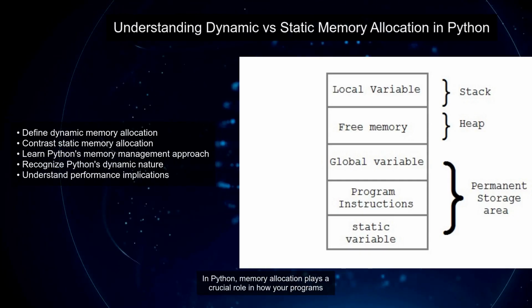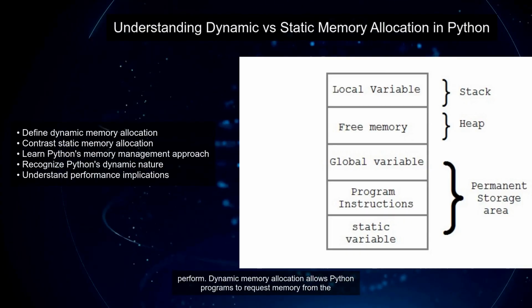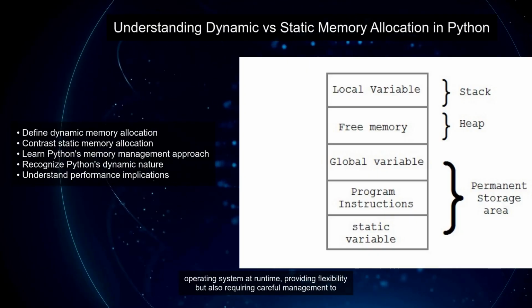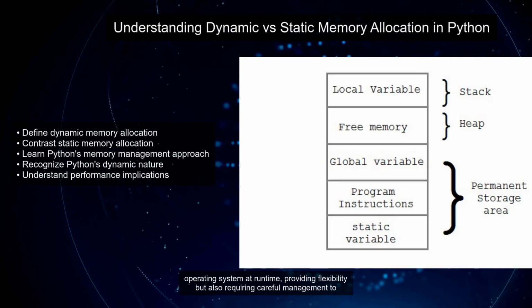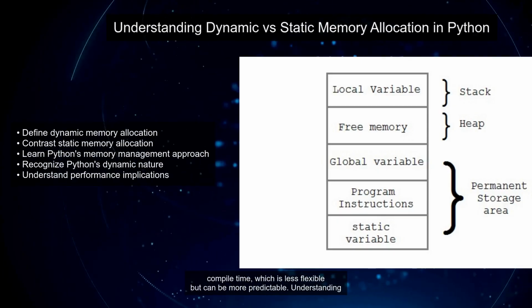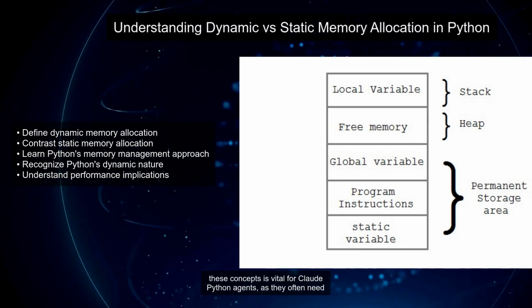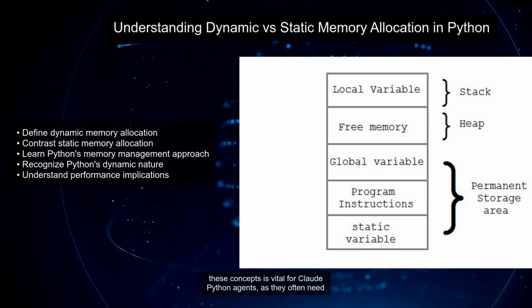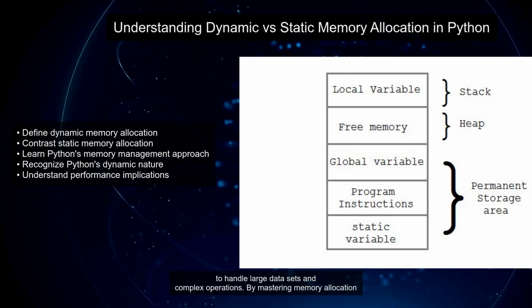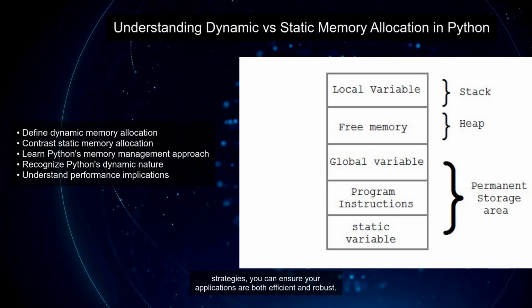In Python, memory allocation plays a crucial role in how your programs perform. Dynamic memory allocation allows Python programs to request memory from the operating system at runtime, providing flexibility but also requiring careful management to avoid inefficiencies. Static memory allocation, on the other hand, reserves memory at compile time, which is less flexible but can be more predictable. Understanding these concepts is vital for Claude Python agents, as they often need to handle large data sets and complex operations. By mastering memory allocation strategies, you can ensure your applications are both efficient and robust.